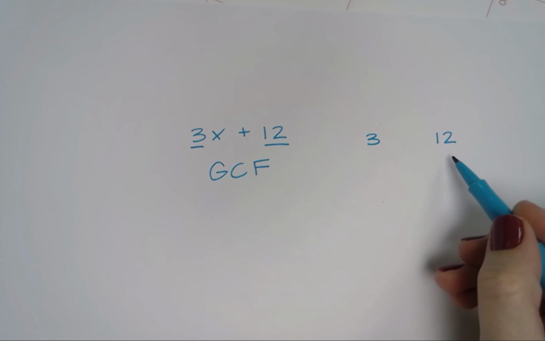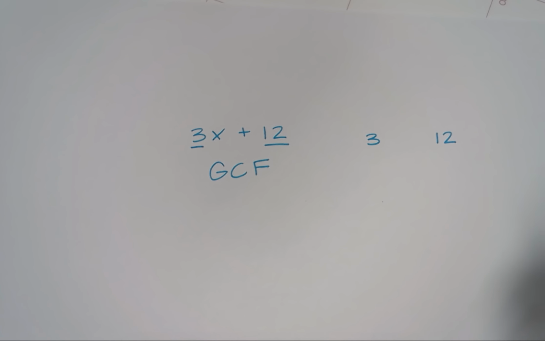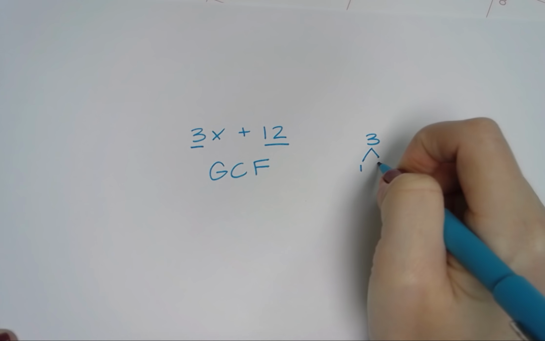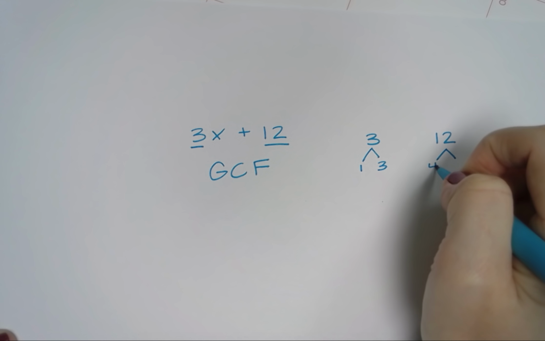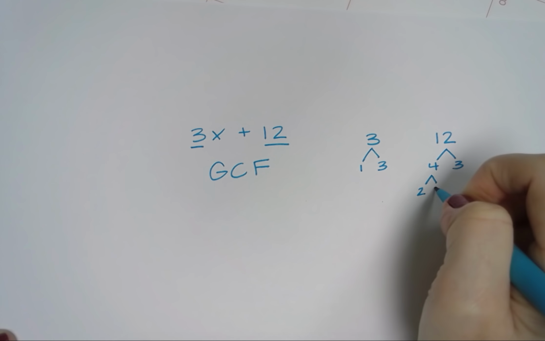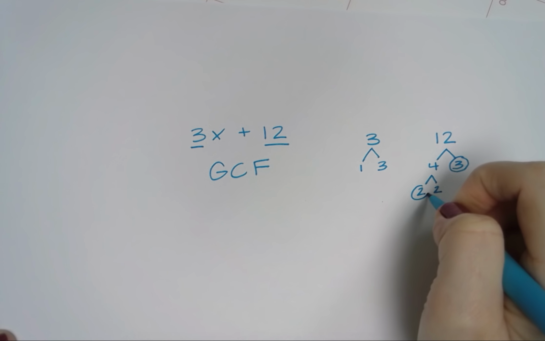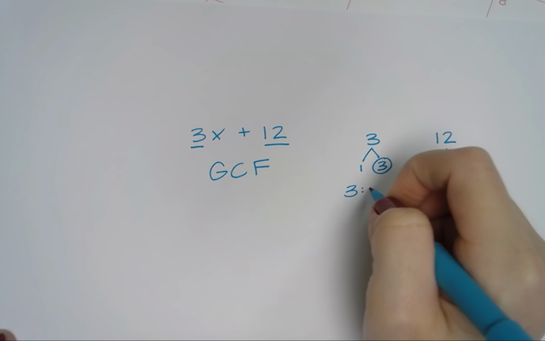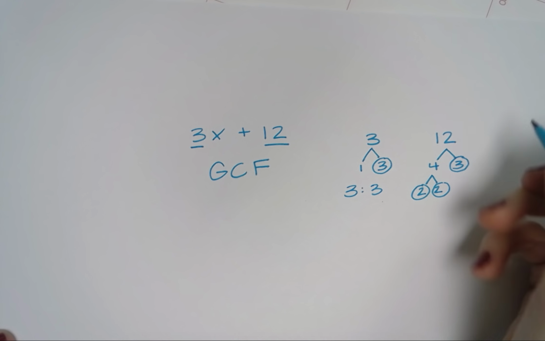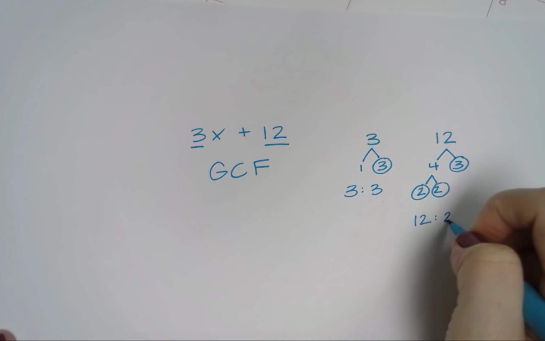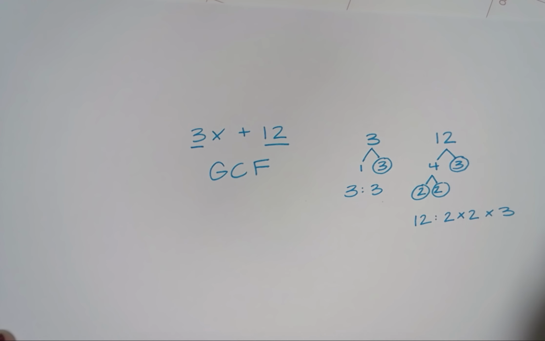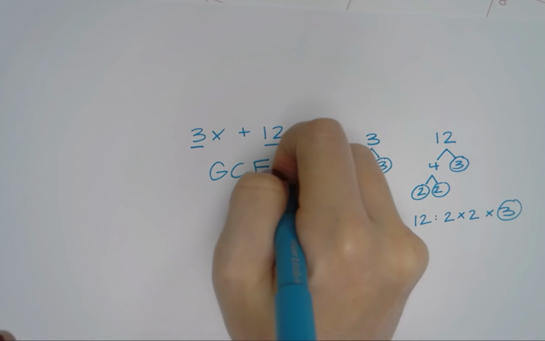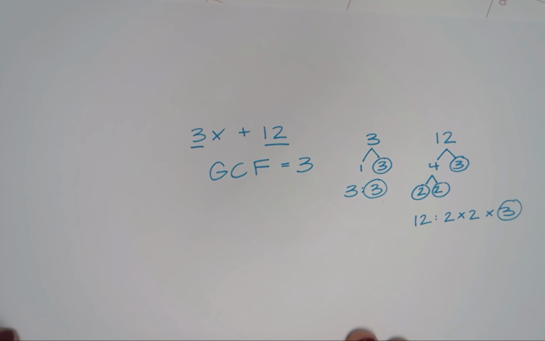into both of them. If you have two numbers and you're not totally sure what the greatest common factor is, you can do factor trees, okay? And when we do factor trees, probably remember doing this in like 5th grade or 6th grade. In this case, 3, it's just 1 times 3, so we would just say 3. And for 12, it's 2 times 2 times 3. The only one that they have in common is 3. So that's why our GCF in this case is 3. Are y'all with me so far?